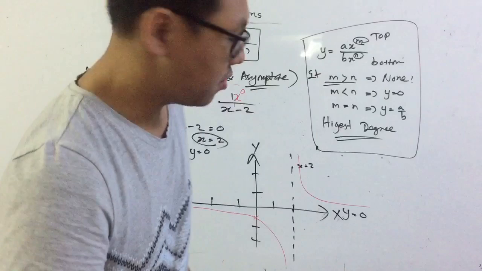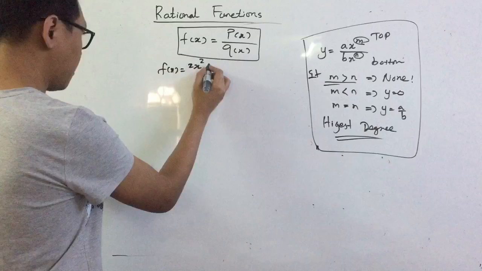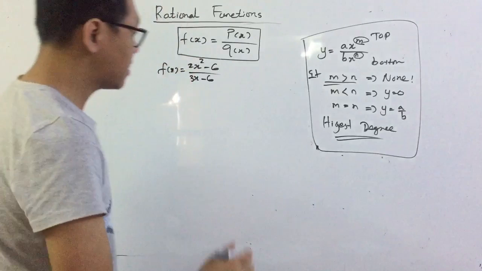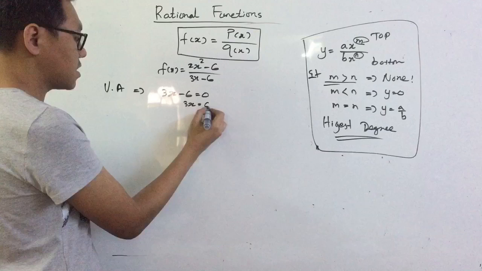Okay, the next example I would like to show is f of x is equal to (2x squared minus 6) over (3x minus 6). So as usual, let's find the vertical asymptote first. Vertical asymptote happens when the denominator is equal to 0. So 3x minus 6 is equal to 0. 3x equal to 6, x is equal to 2. This is the vertical asymptote.